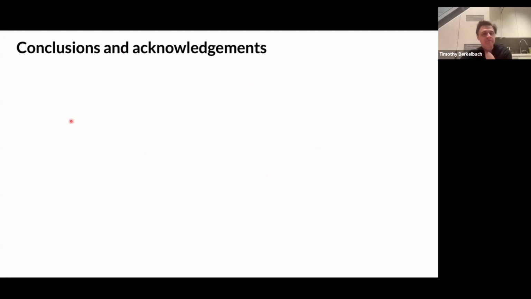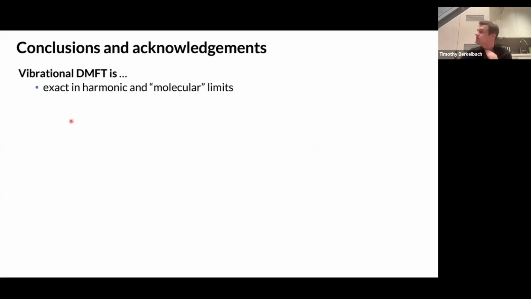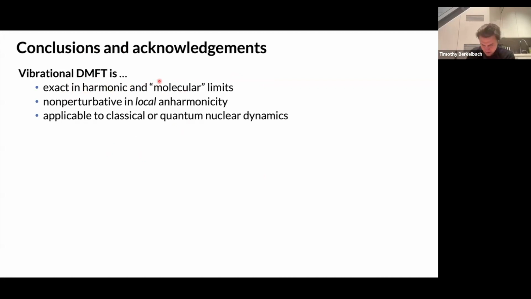Okay, so let me just wrap up. I've told you, hopefully, that vibrational DMFT is a neat method. It has many of the properties we know from fermionic DMFT. It's exact in both the harmonic limit and in the molecular limit where unit cells do not talk to one another. It's non-perturbative in the local anharmonicity. And in principle, it's applicable to both classical and quantum nuclear dynamics.